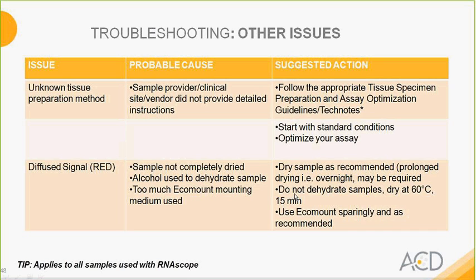We recommend and insist that you do not dehydrate samples using alcohol. Only dry samples at 60 degrees for 50 minutes to start with. If you think additional drying is required, call us in technical support. We'll be able to suggest some timelines for you. We also recommend that you use EcoMount sparingly and not overload the sample with EcoMount, as this will help mitigate this issue.